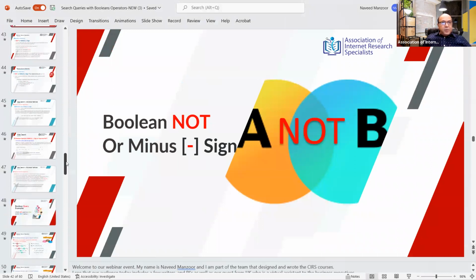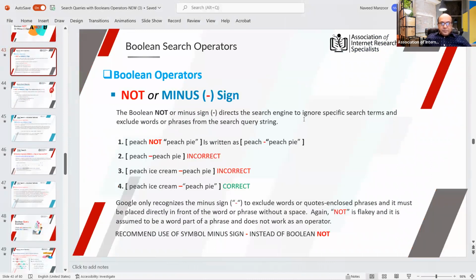Okay, the use of NOT. It's a minus sign. We learned that only a minus sign would work. NOT as a term is not going to work.